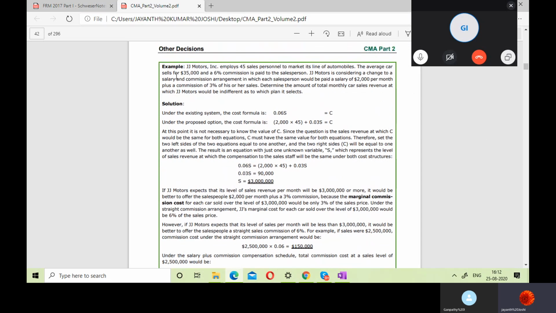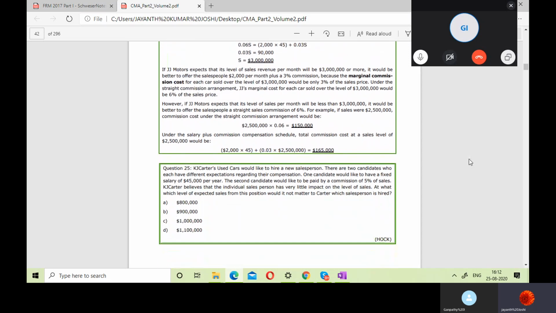Average car sells for $35,000. That's the amount, and 6% is what they give the commission. And determine the amount of total monthly car sales revenue. So the amount of total monthly car sales revenue is this. Okay. So now let us see like what's happening here.